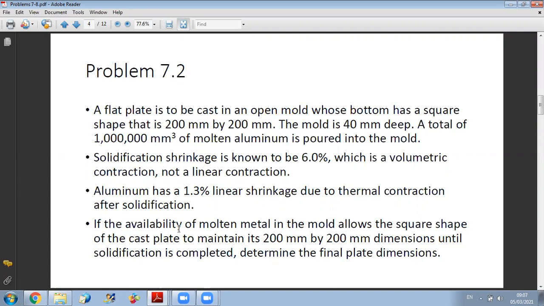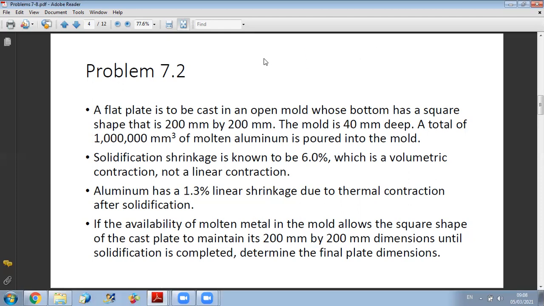If the availability of molten metal in the mold allows the square shape of the cast plate to maintain its 200 millimeter by 200 millimeter dimensions until solidification is completed, determine the final plate dimensions. So this problem will deal with shrinkage and how we can know the final dimensions of our final cast.